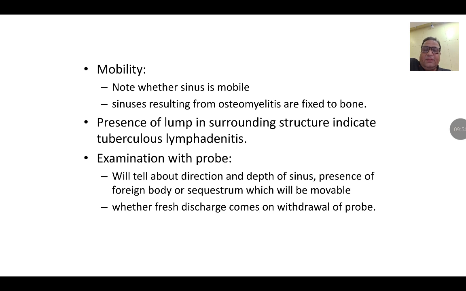Examination with the probe. This will tell about the direction and the depth of the sinus, the presence of a foreign body or sequestrum, which will be movable with the probe. Whether fresh discharge comes out with the probe should be noted.